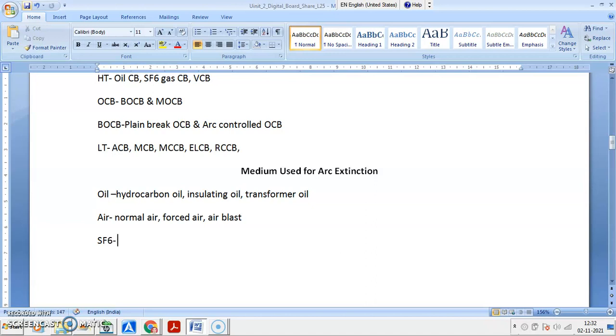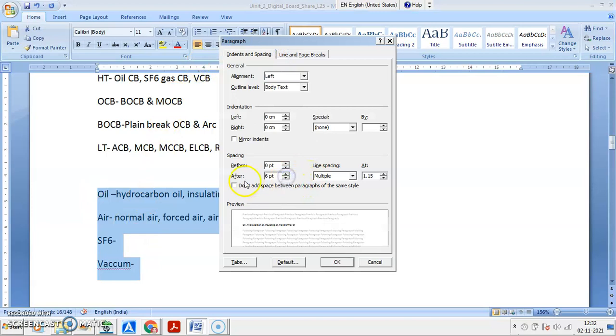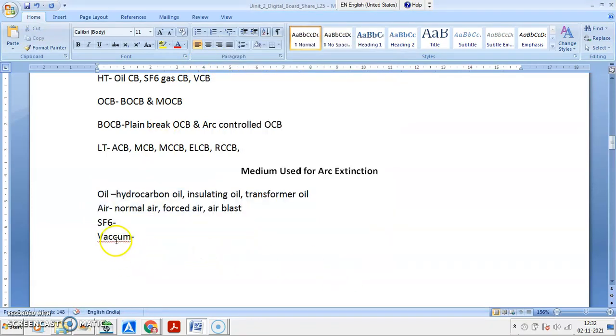SF6, this is sulfur hexafluoride gas, which is used for arc quenching. Then vacuum is also used, depending upon the grade, high grade or low grade vacuum you can create for this purpose. So these are the different arc quenching medias used for arc extinction.